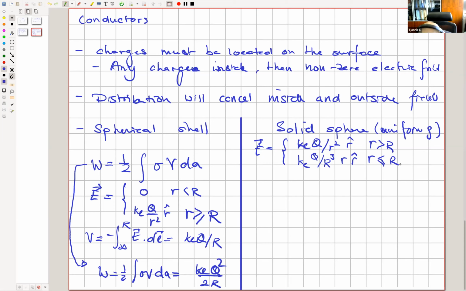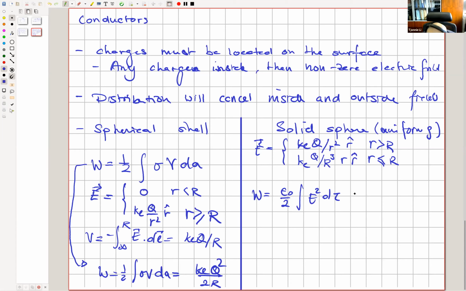And again, we can consider W, the energy, but now I use a slightly different formula because this is easy. So this is just a half epsilon E squared d tau, so just integrating the electric field. Again, if I want to use this formula, we have to integrate over all space. And well, we simply do the integral here.